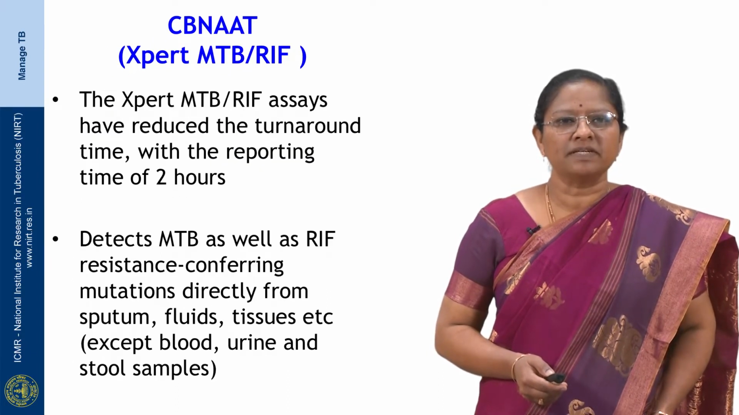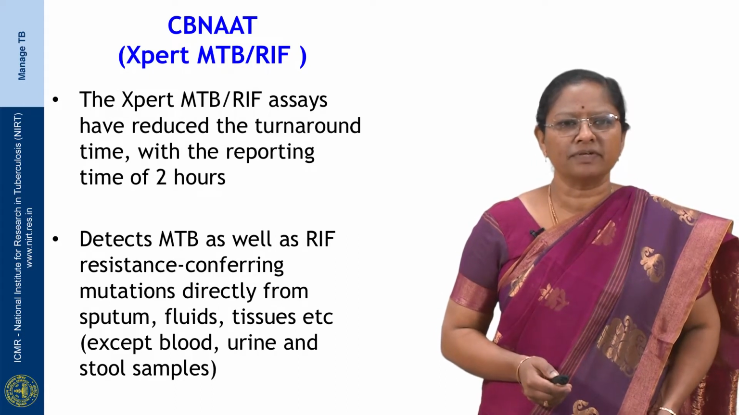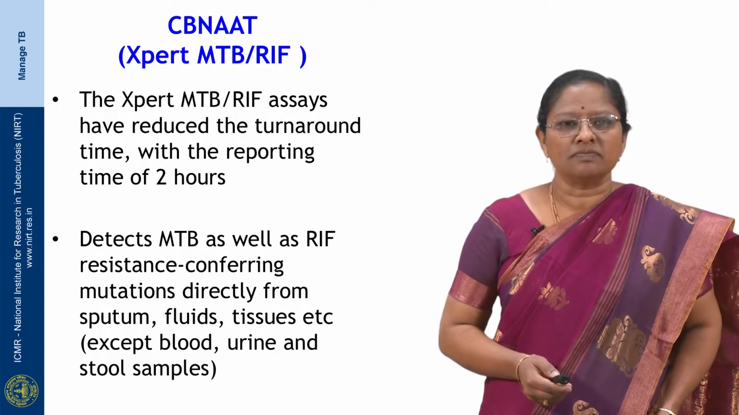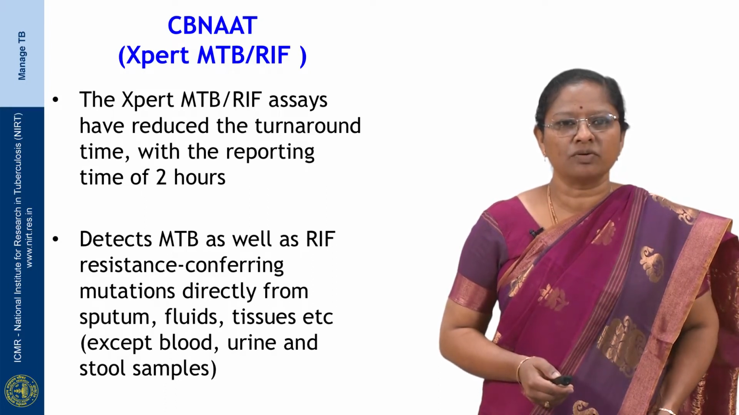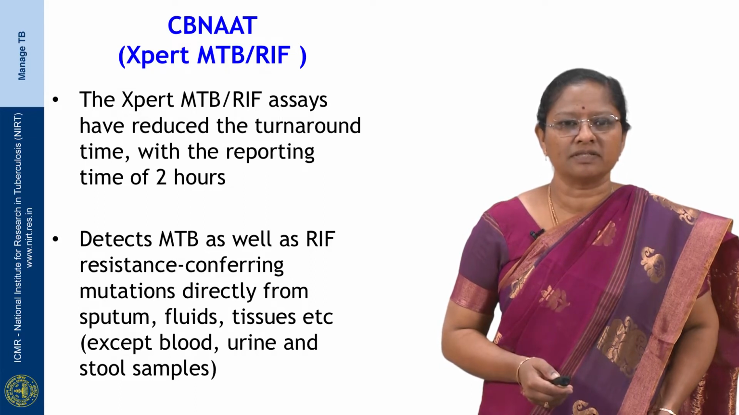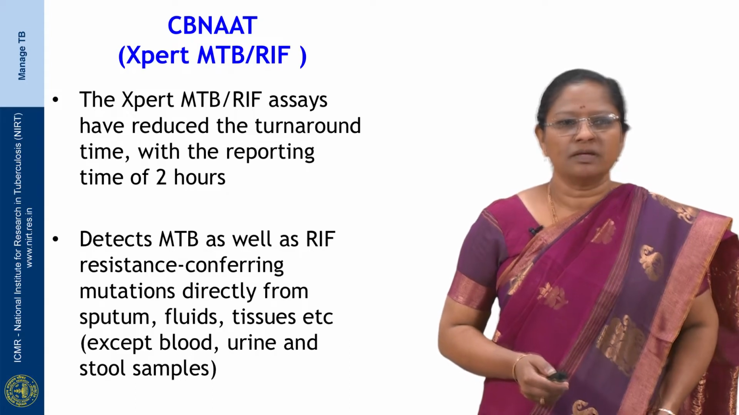The GeneXpert MTB/RIF assay has reduced the turnaround time for detection, with a reporting time of 2 hours compared to the conventional methodologies, which require more than a few weeks for detection and drug resistance reporting. In addition to detecting M. tuberculosis, it also detects rifampicin resistant mutations, and this can be utilized for detection of TB and RIF resistance in biological specimens like sputum, fluids and tissues. Currently, the program recommends the detection of sputum, fluids and tissues using GeneXpert.